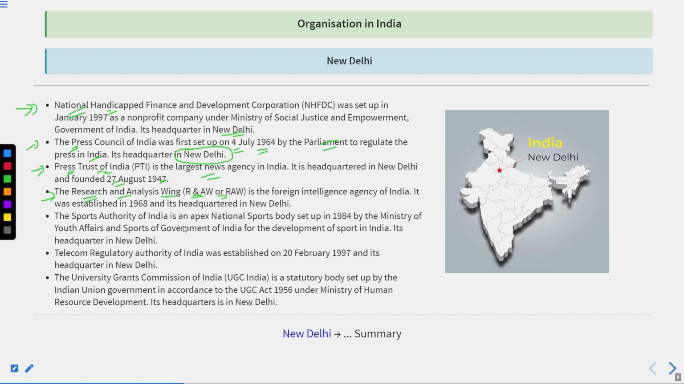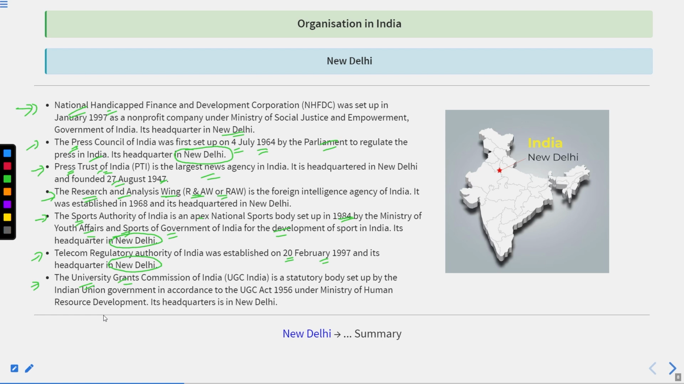Then we have Research and Analysis Wing, RAW. It is the foreign intelligence agency of the country. It was established in 1968 and headquartered in New Delhi. Then we have the Sports Authority of India, also known as SAI. It is an apex national sports body set up in 1984 by the Ministry of Youth Affairs and Sports of Government of India for the development of sports in India, headquartered in New Delhi. Telecom Regulatory Authority, established on 20th Feb 1997, headquartered in New Delhi.